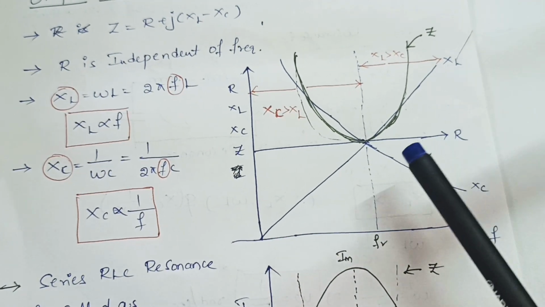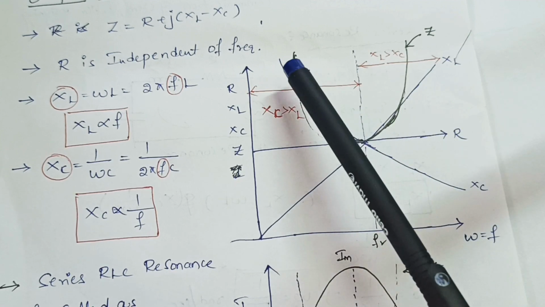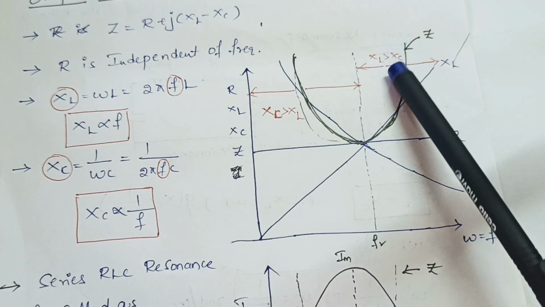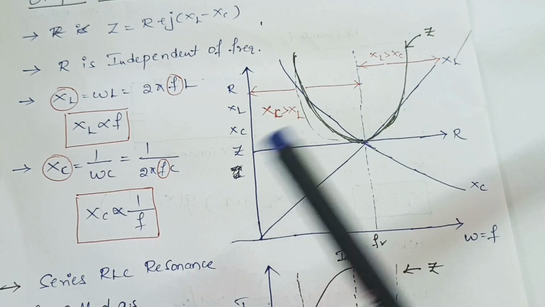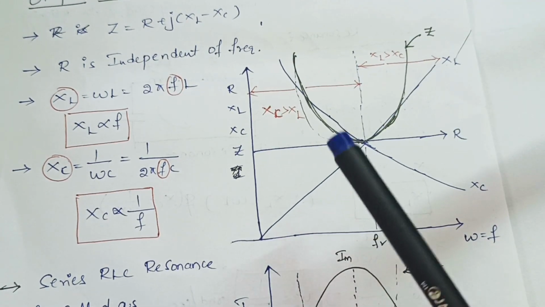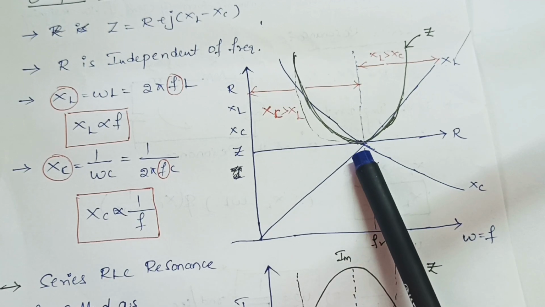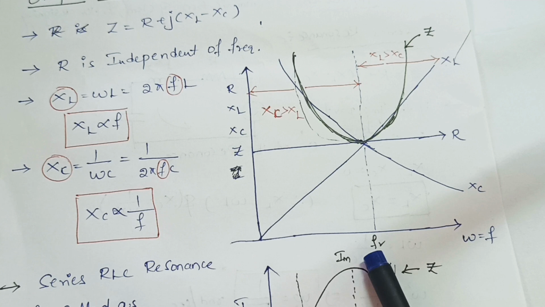Okay, from the combination of these three, I get a resultant curve. That resultant curve is nothing but Z. This is a parabola curve, the resultant of all these things, R, XL and XC. At this point, XL and XC are both equal. Simply, that point is called the resonance point.